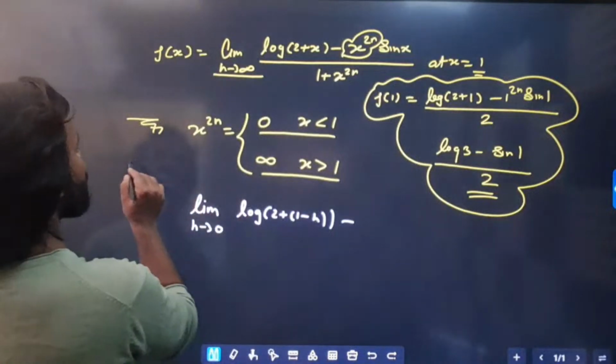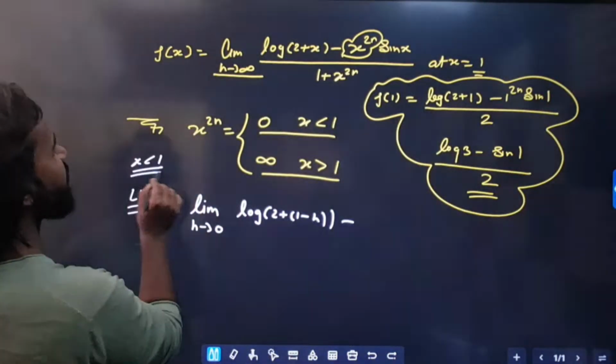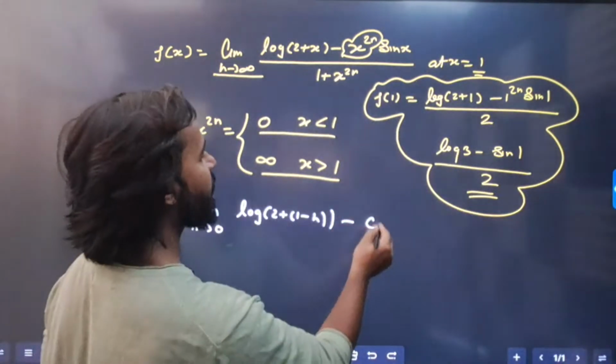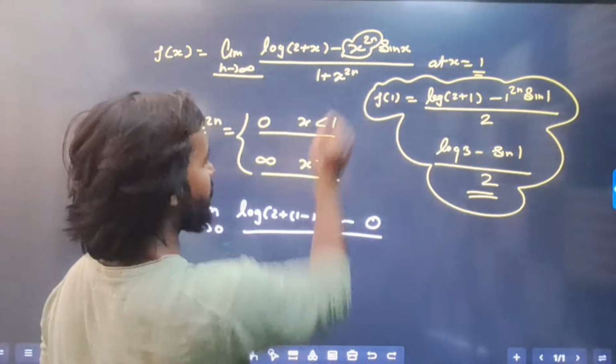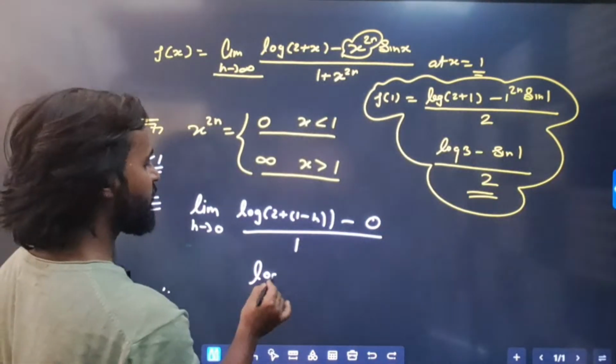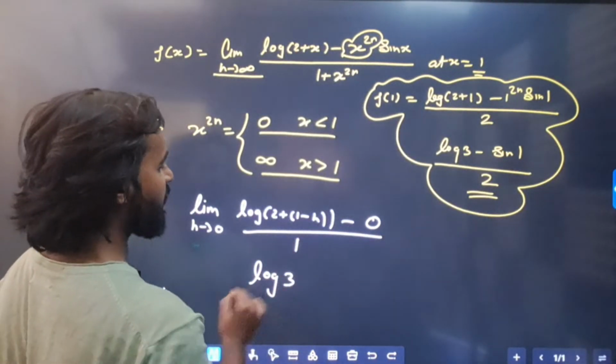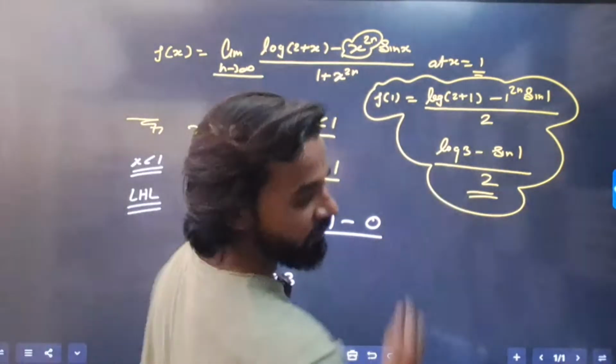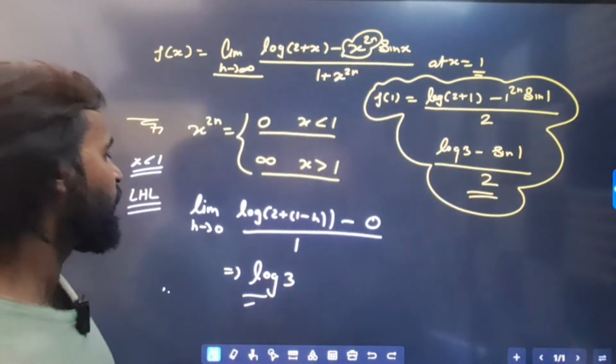First case is x less than 1, so x less than 1 means 1 minus h, of course, so this part will be 0, and divided by also 0, so 1. So limit h tends to 0, log of 2 plus 1, 3, log 3. So LHL is log 3 and this function is log 3 minus sine 1 by 2. So both are not equal.